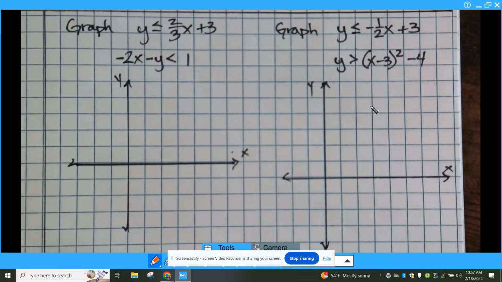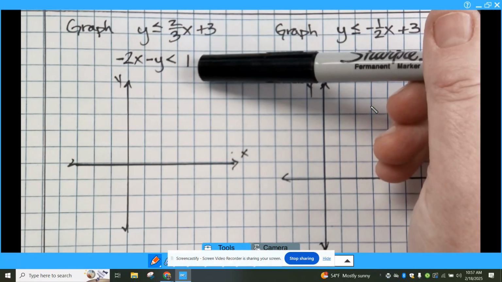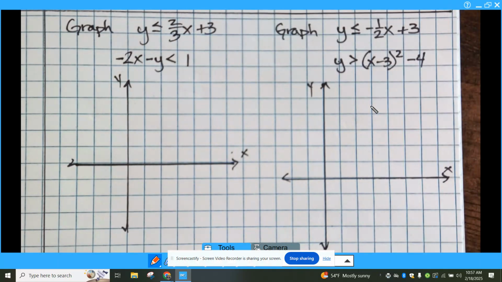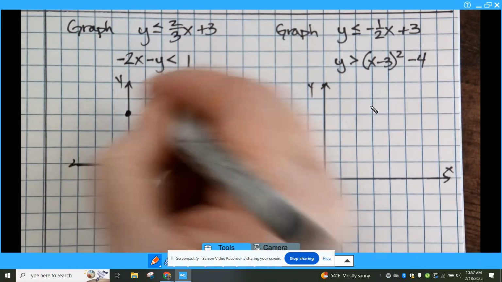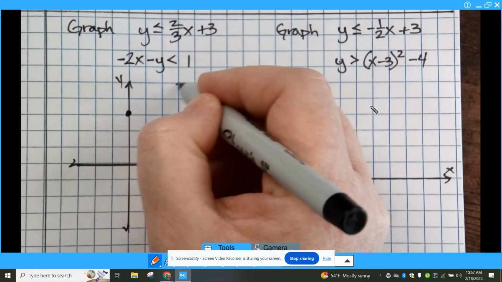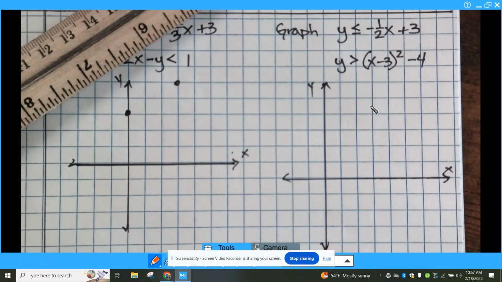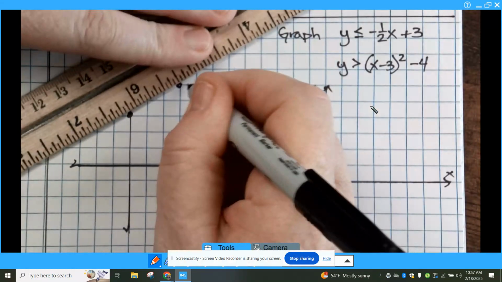Okay, so the first one, we have two inequalities here. Both of them are linear. So the top one is nice and easy. Our y-intercept is 3. And our slope is up 2 over 3. And now when I connect it, I have to think, is it going to be dashed or solid? Because it has a line underneath, it's going to be solid, so I can just go ahead and connect those.